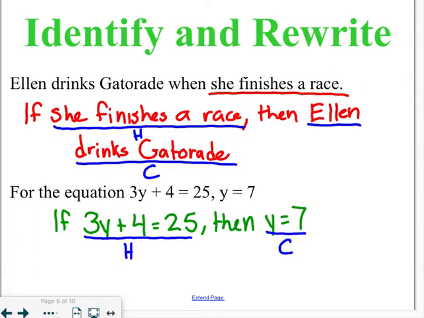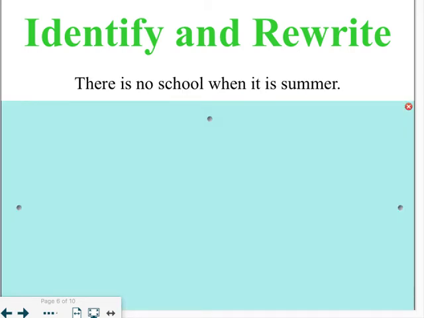We can't flip this around to say if y equals 7, then 3y plus 4 is equal to 25, because that's not the only equation where we could have an answer of y is equal to 7. We could say y plus 1 is equal to 8. Y would also equal 7 there. So we can't use y equals 7 as our hypothesis because the conclusion of 3y plus 4 would not necessarily have to be true. So go ahead, take a minute to rewrite this sentence into a conditional if-then statement, and then identify the hypothesis and the conclusion.